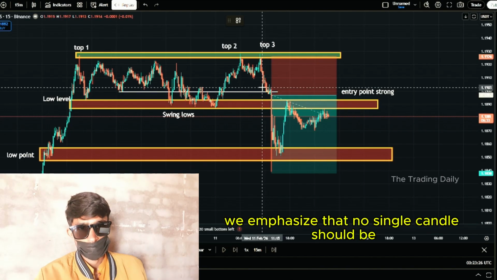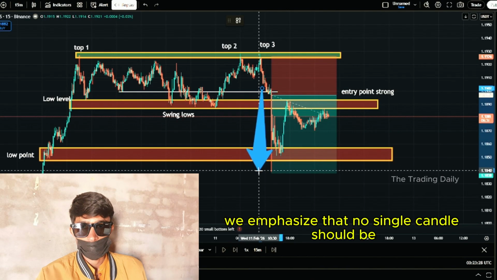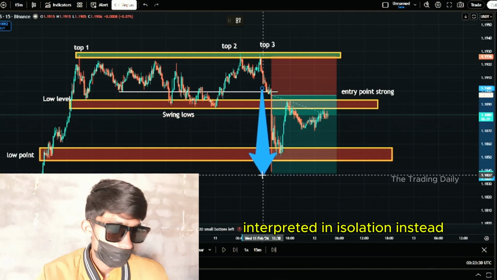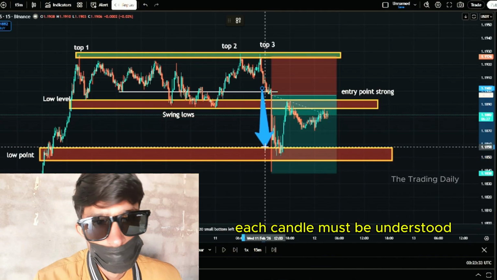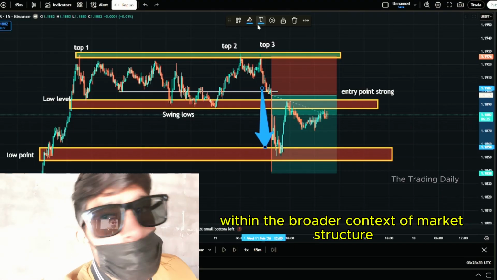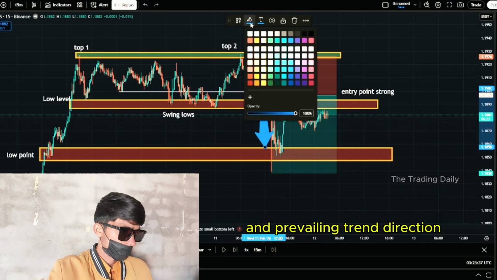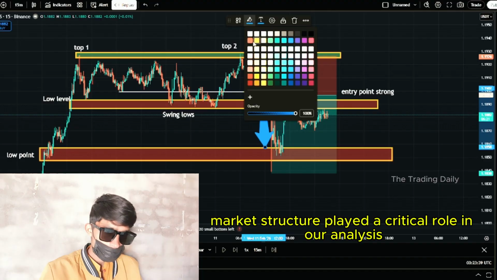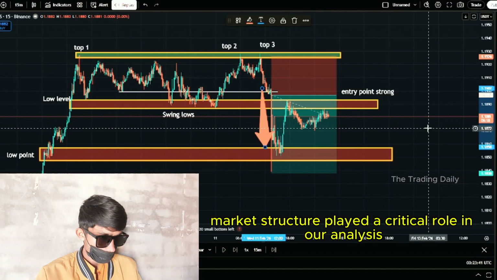However, we emphasized that no single candle should be interpreted in isolation. Instead, each candle must be understood within the broader context of market structure and prevailing trend direction. Market structure played a critical role in our analysis.